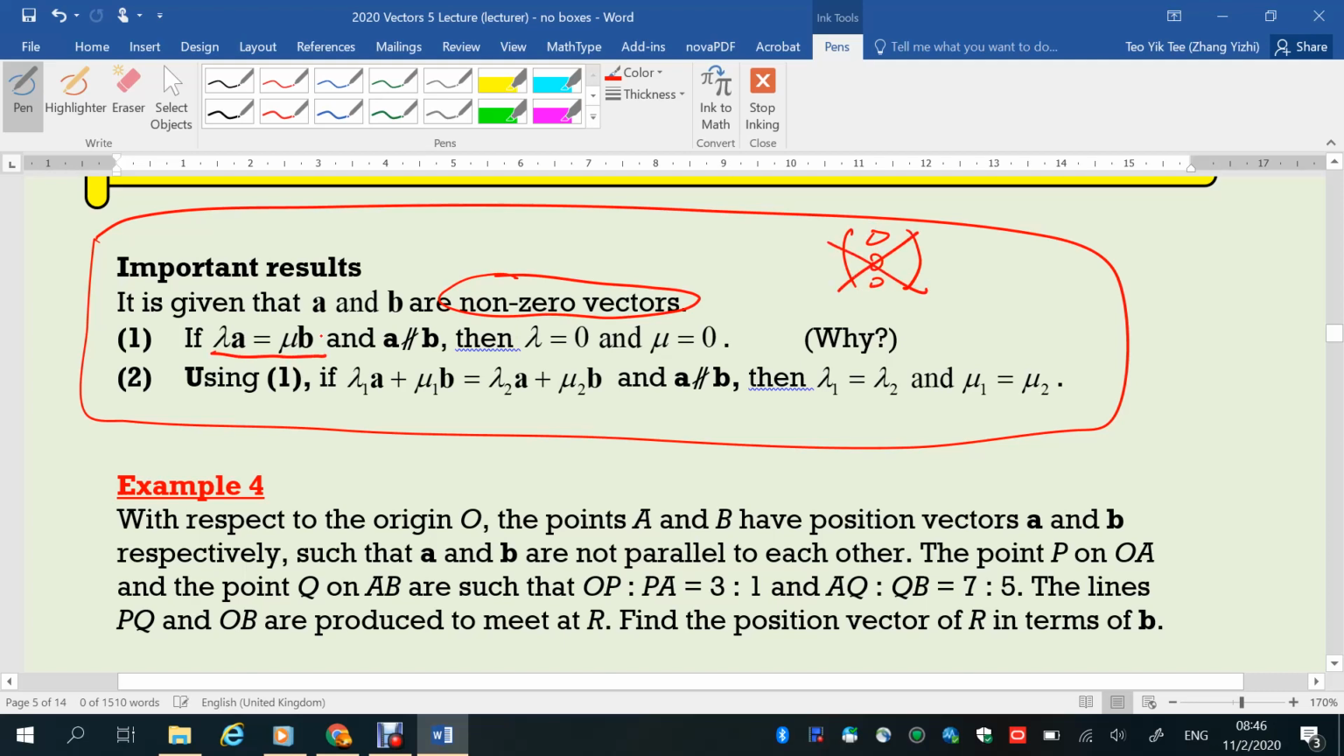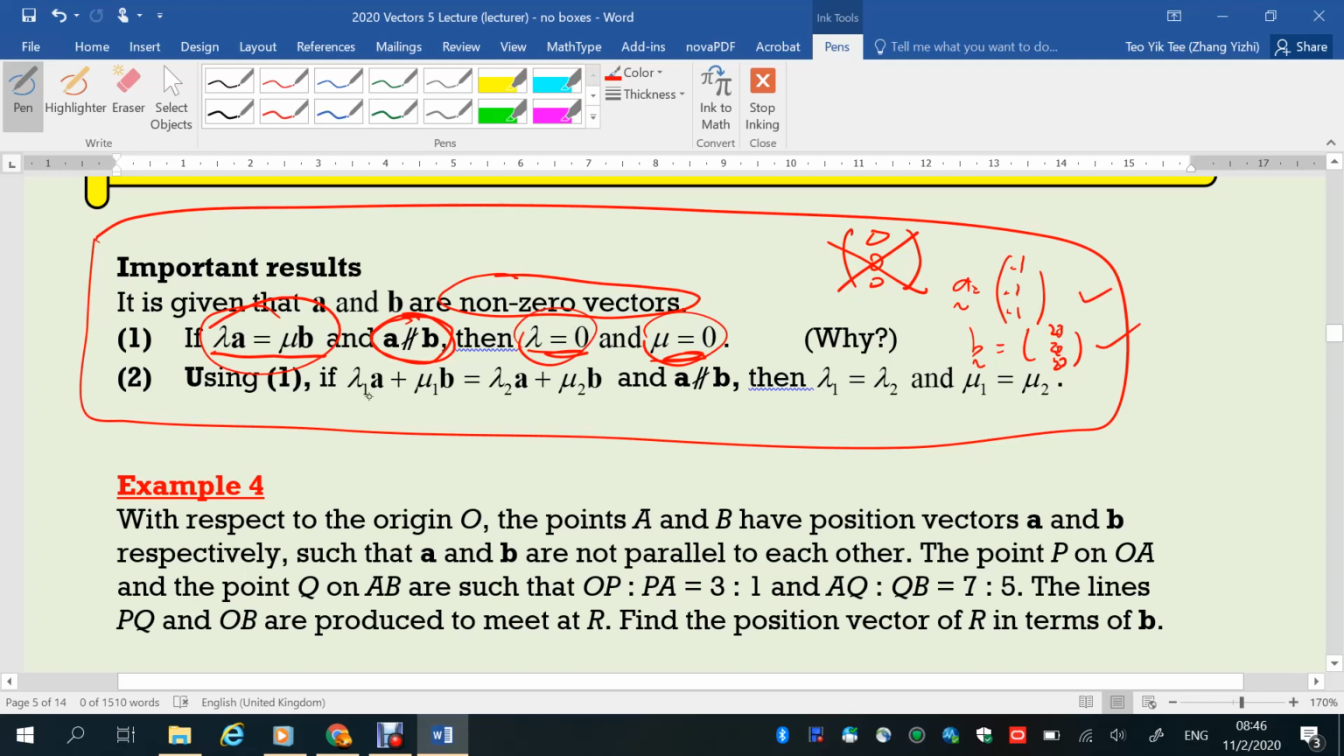So if I say that lambda A is equal to mu B, and if I were to tell you that A is not supposed to be parallel to B, then lambda must be 0, mu must be 0. Or else, if they are supposed to be parallel, that means A must be maybe 1, 1, 1, B must be 2, 2, 2, or any other multiples, 20, 20, 20, or minus 1, minus 1, minus 1. So if in the first place they are non-zero, and at the same time they are not parallel, how else can they be equal? The only way out is lambda and mu must be equal to 0.